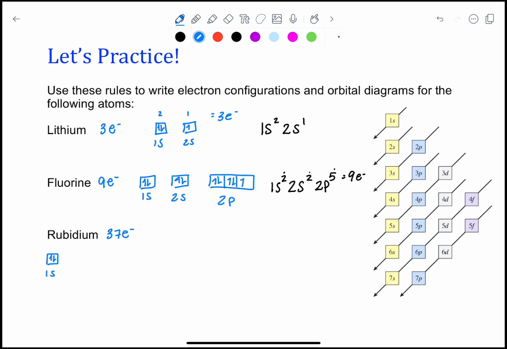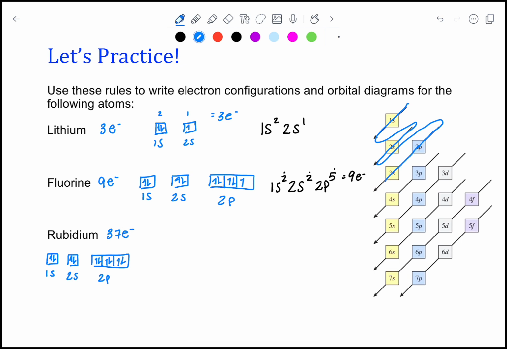1s, we know that there's 2 electrons there. 2s, there's 2 electrons there. So we've done 1s, 2s, now we do our 2p. Oops, I made that far too large. 2p, 1, 2, 3, 4, 5, 6. So I've used 10 electrons as of right now, so I have 27 left to go.